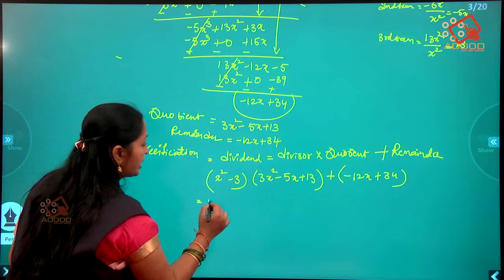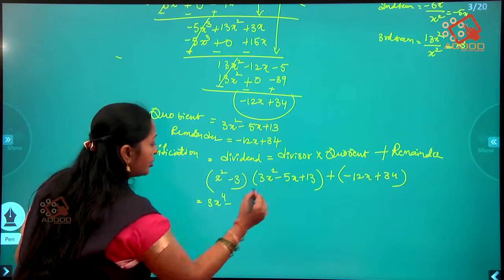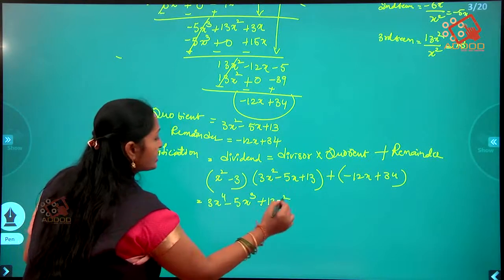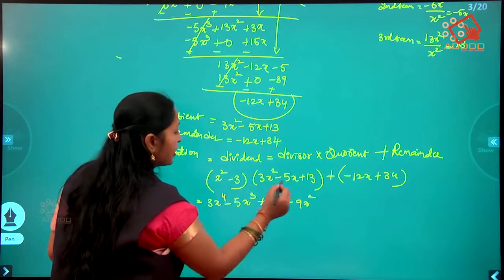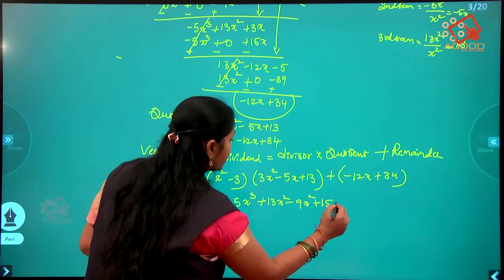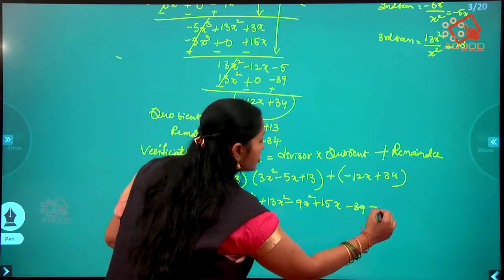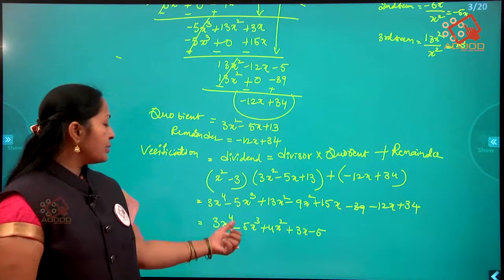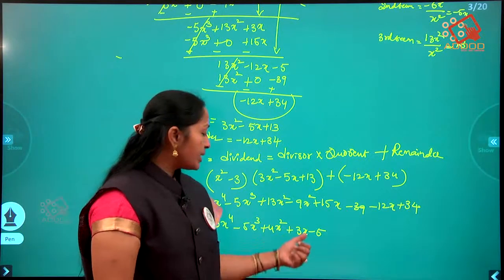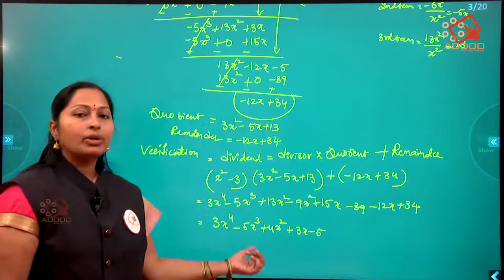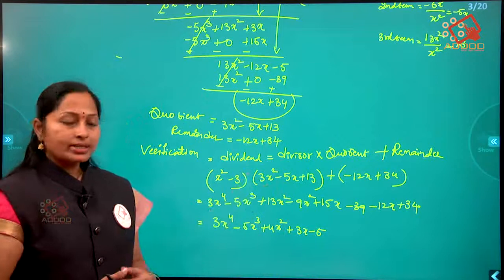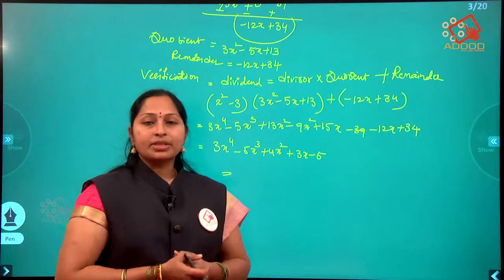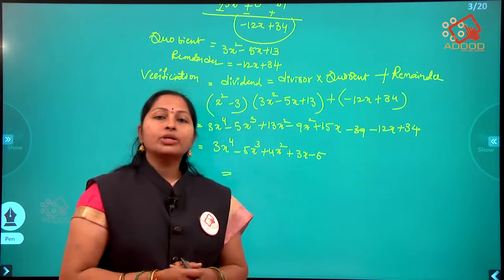X square into 3x square is 3x power 4, minus x square into minus 5x is 5x cube, plus 13x square, minus 9x square, minus 3 into minus 5 is plus 15x, and minus 39, minus 12x plus 34. After cancelling, we are getting 3x power 4 minus 5x cube plus 4x square plus 3x minus 5. So this is nothing but the given dividend. So our solution is correct. Have you understood, students? Just taking the terms in the quotient is very, very important. Now we'll move on to the next question.